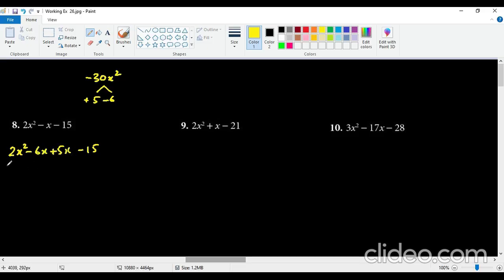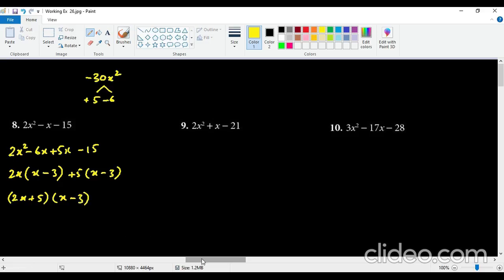And in here I can see 2x is common in both of them, and multiplied by x minus 3 is going to give us 6x. Now copy down this x minus 3 once again. Look at the third term, only 5 needs to be added, and 2x plus 5 and x minus 3 is going to be in another bracket.